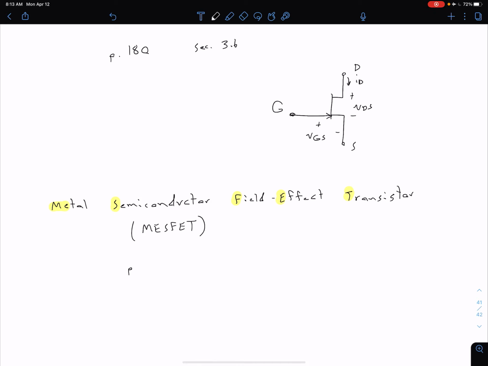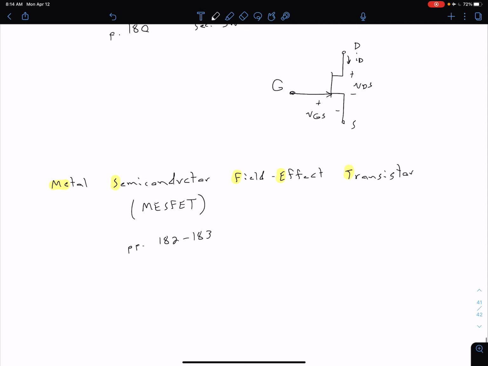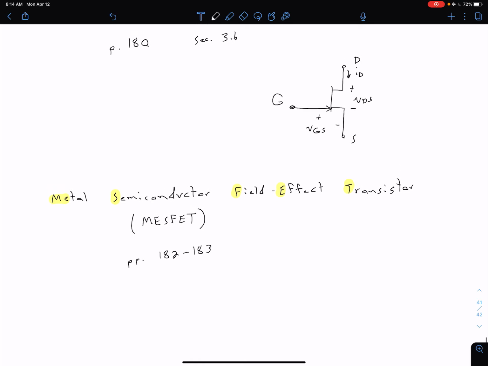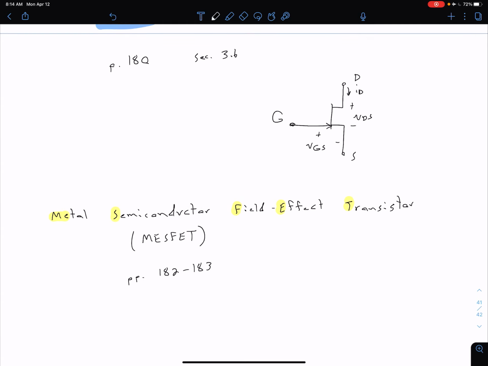Again, we're not going to go into any details with that, but if you want to read a little bit more in the textbook, you can look on pages 182 and 183. Sorry, not 1823, that would be quite a few pages to read. 182 and 183 for a few details. And this is a relatively common device, so you could pretty easily find some more details in other books and other places online if you were interested in that.